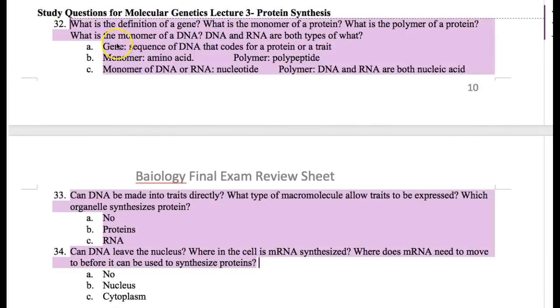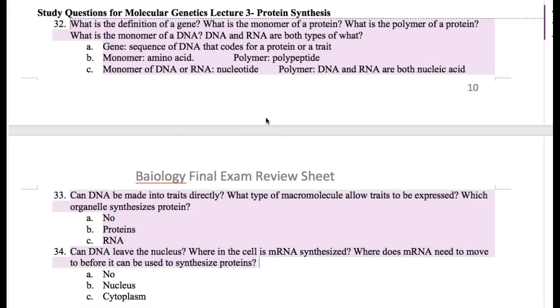Next question is, what is the definition of a gene? We already talked about that yesterday. The definition of a gene is a sequence of DNA that codes for a protein or a trait. What is the monomer of a protein? Amino acid. Polymer of a protein is called polypeptide.